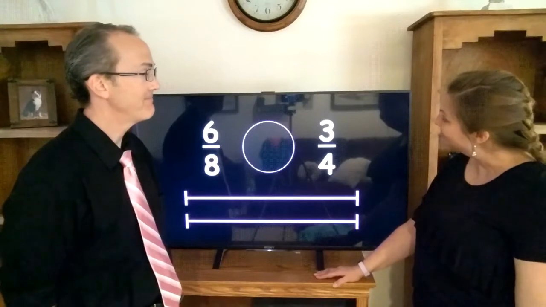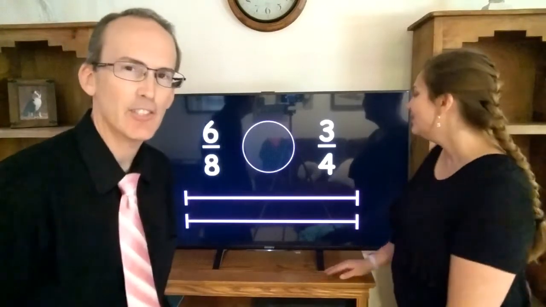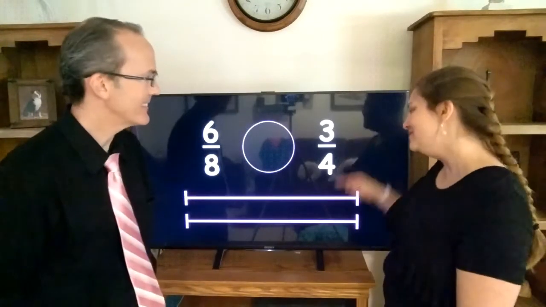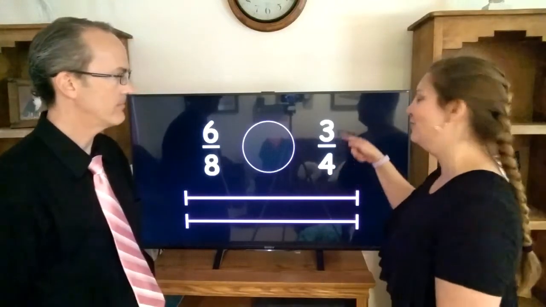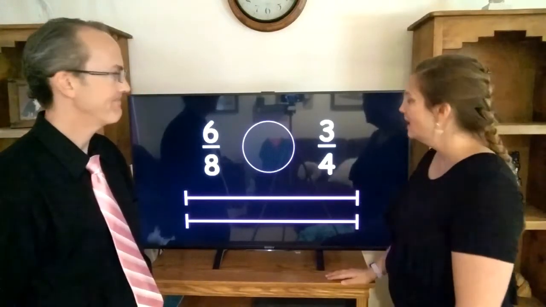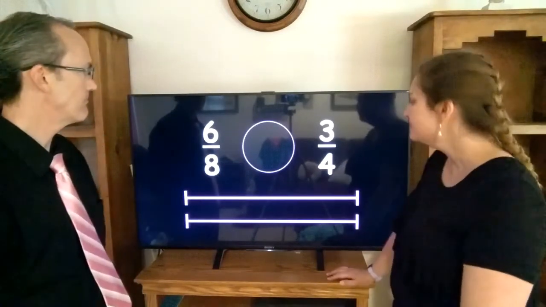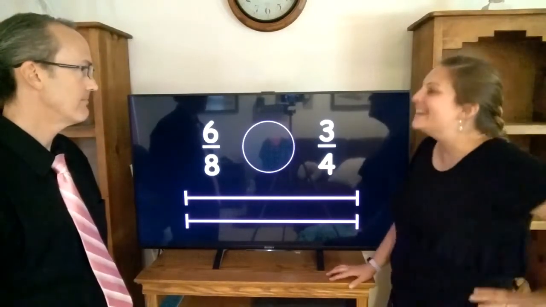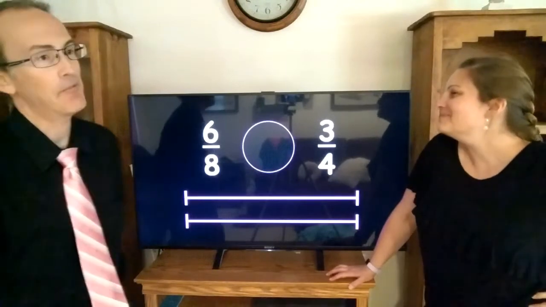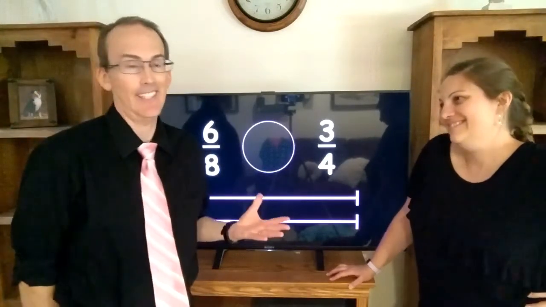Well, I think I have her stumped. They're not halves. You can't take 4 divided by 3. Which one do you think is bigger? Well, that's not fair. I know everything.